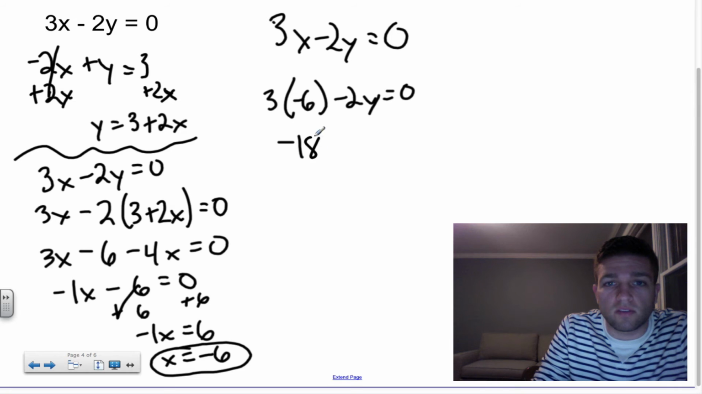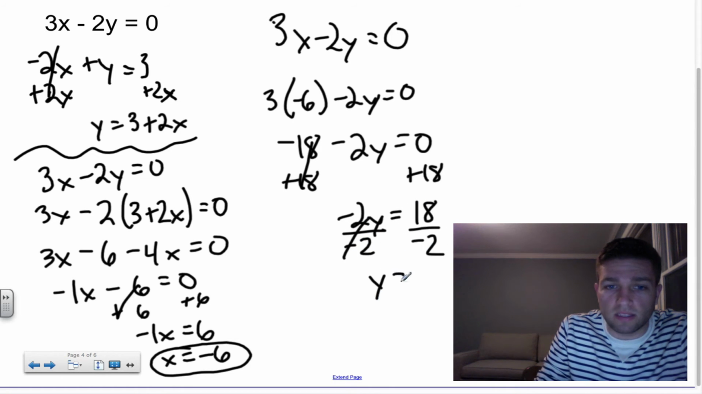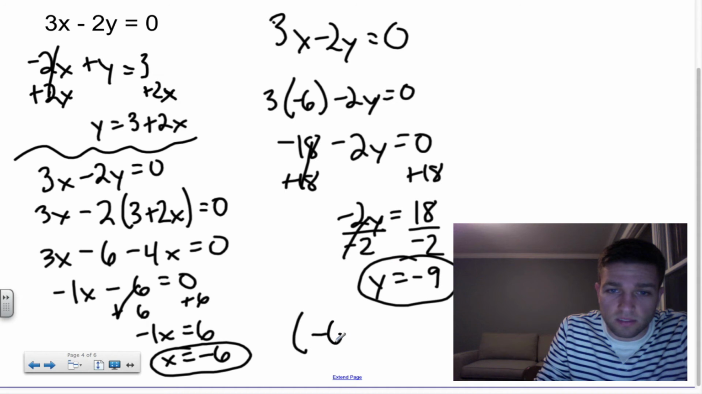So negative 18 minus 2y equals 0, plus 18 cancels out here. Divide by negative 2, divide by negative 2, so y equals negative 9. So the solution to this system is negative 6, negative 9.